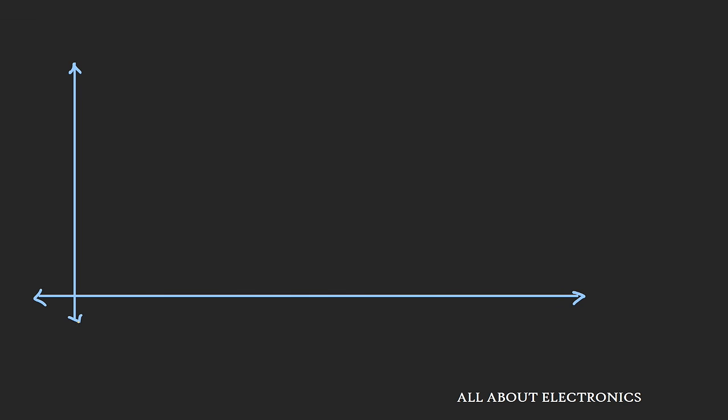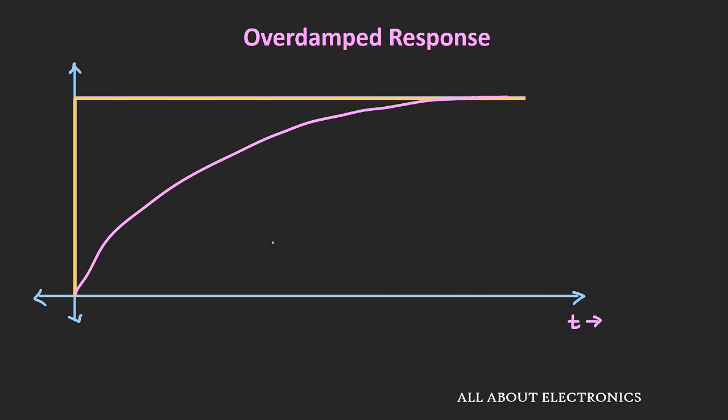Now let us graphically represent the overdamped, underdamped and critically damped responses. Let us assume that to the circuit we have provided a unit step function at time t equal to 0, or we can say that at t equal to 0 we have applied some voltage to this circuit. Let us see the response of the circuit for the three different cases. The overdamped response of the circuit will look like this. As you can see, the response is very sluggish and it will take a long time to reach its final value.